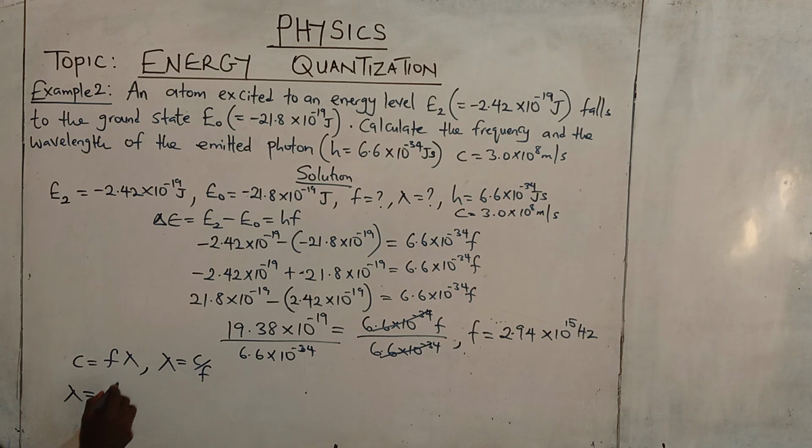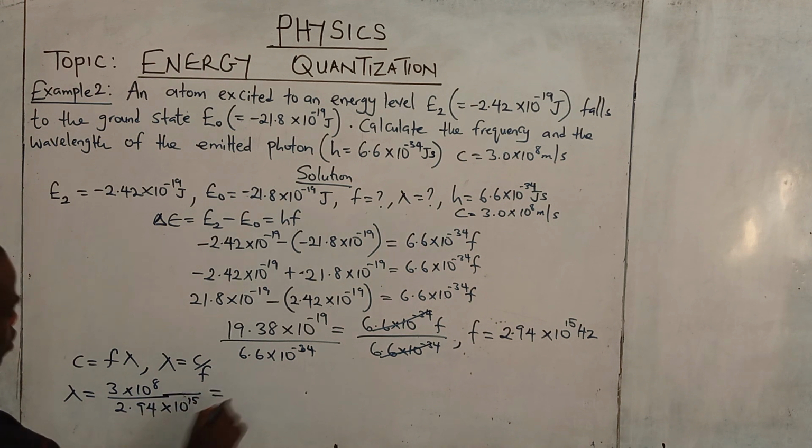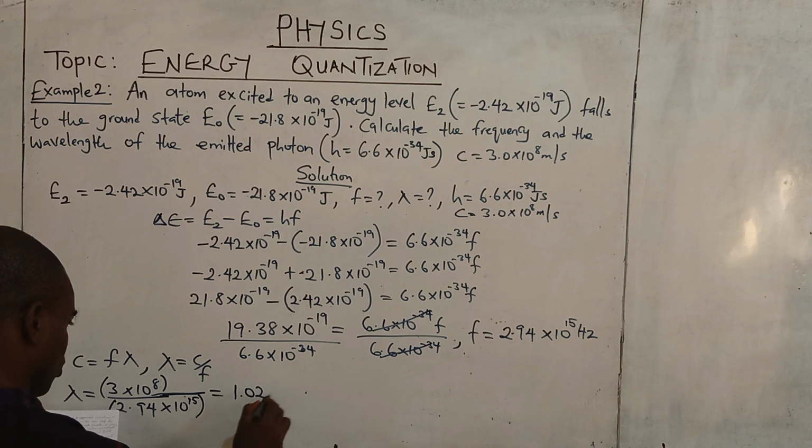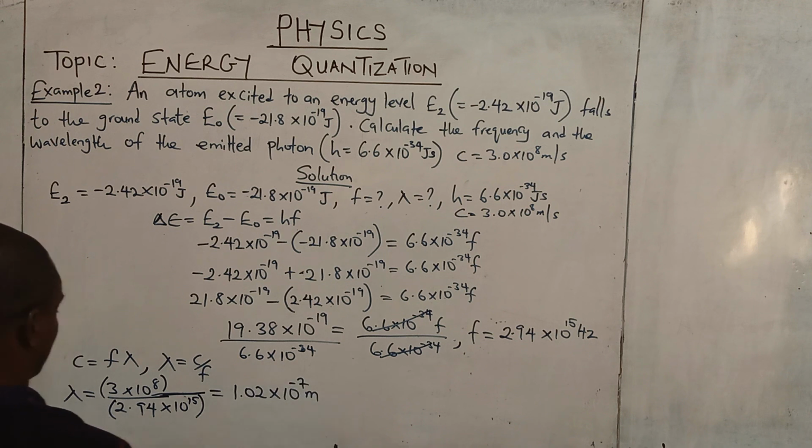Now your c, 3 times 10 to the power 8, divided by what's our frequency? 2.94 times 10 to the power 15. When you divide it, press this one separately in your calculator. When you are dividing it, let it be in brackets before you divide. Let's take everything together. Now when you get that, the final answer for that is 1.02 times 10 to the power minus 7 meters. That's the wavelength.